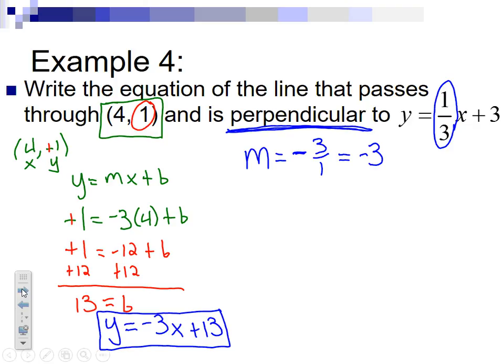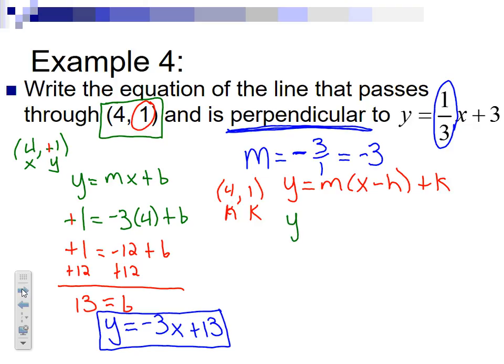Now, on the other hand, if you prefer the translated form, we're going to have y equals m, parenthesis x minus h, plus k. If I use my point, I have 4, 1. This is my h. This is my k. Plug in the information that I know. So y equals -3 is my slope, x minus 4 plus 1.